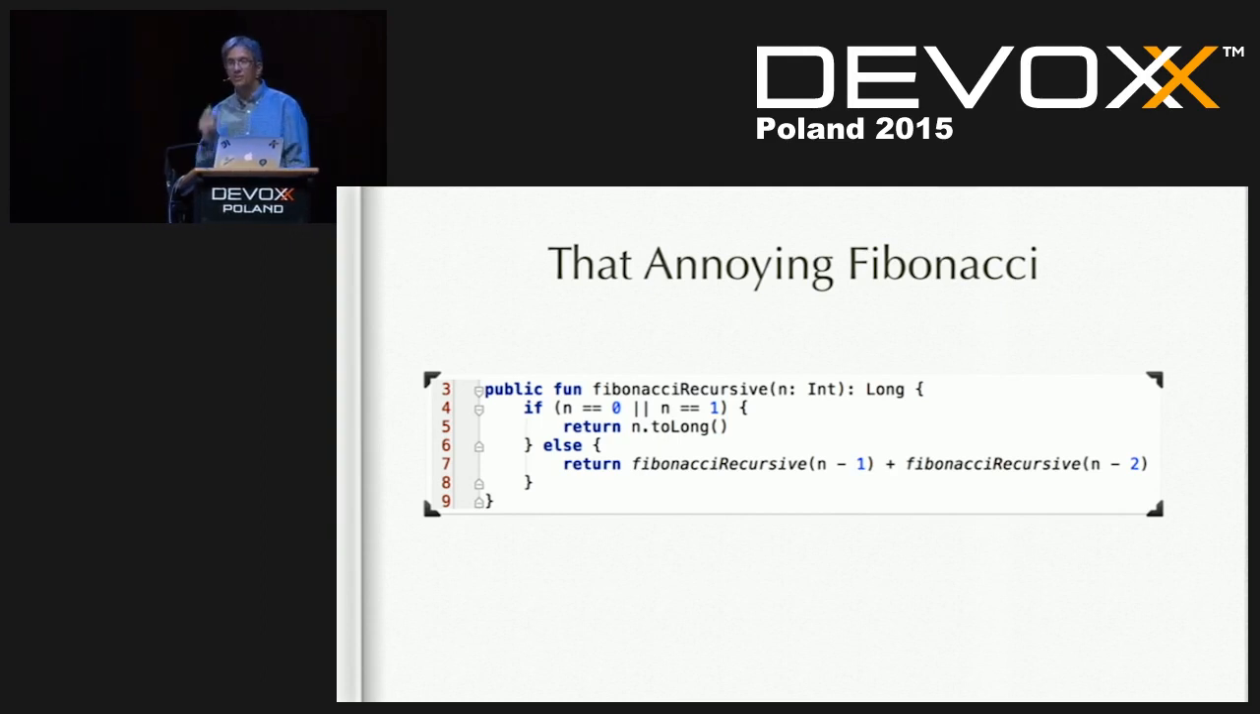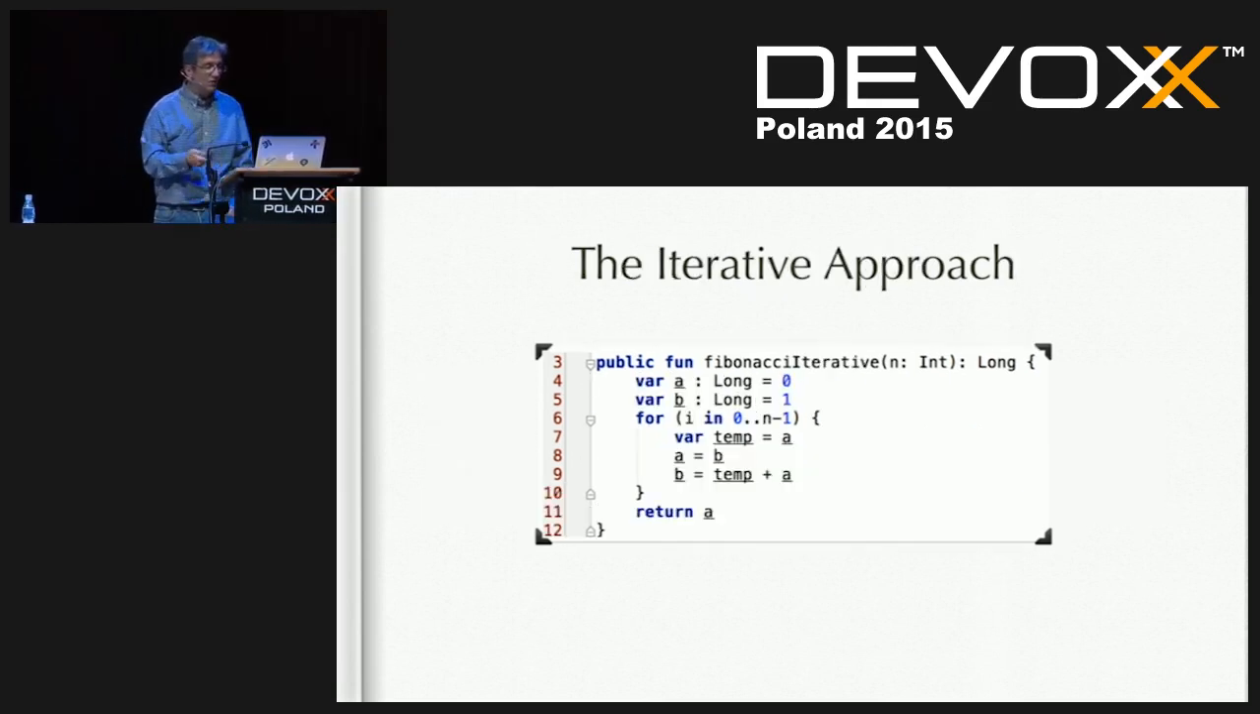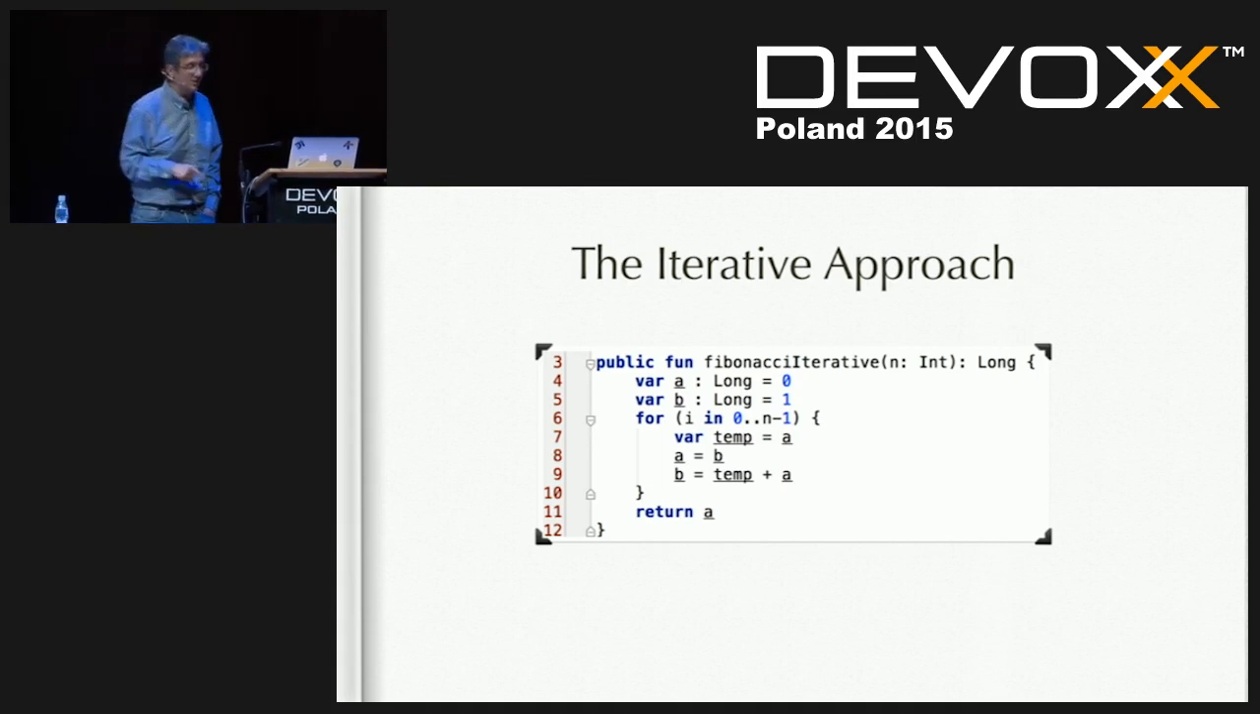Why does it become slow? Because it's recalculating the values over and over again. On each iteration, it's recalculating values. If you do the iterative approach, it's immediate. But hey, this is less readable than the previous one. If I didn't name it Fibonacci, you would have to look up what exactly it's doing.